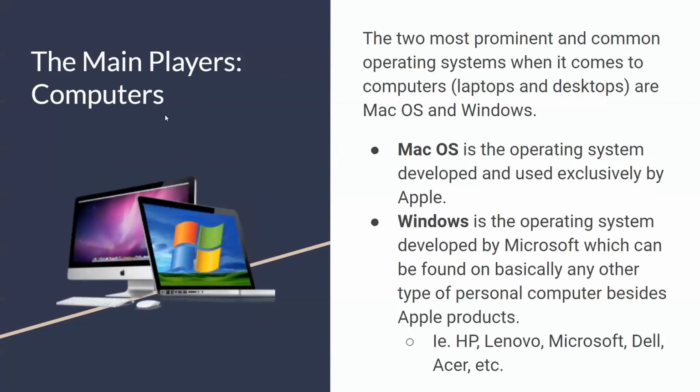The main players, computers. The two most prominent and common operating systems when it comes to computers, laptops, and desktops are Mac OS and Windows. Mac OS is an operating system developed and used exclusively by Apple. Windows is an operating system developed by Microsoft, which could be found on basically any other type of personal computer besides Apple products. These are some of the companies: HP, Lenovo, Microsoft, Dell, and Acer.